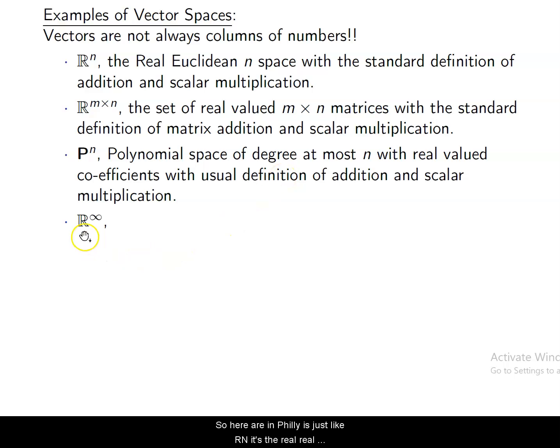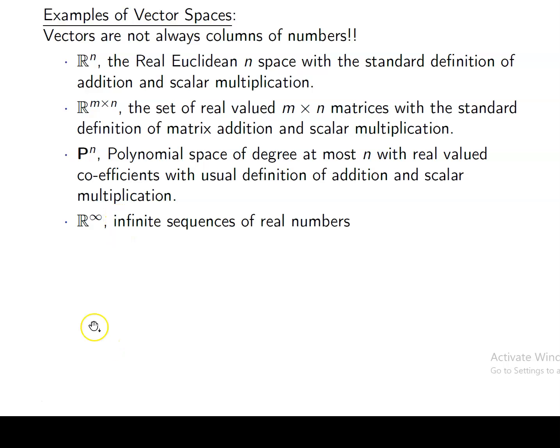Okay. So here R infinity is just like Rn. It's the real Euclidean space. It's just that your vectors have an infinite number of entries. Okay. So infinite sequences of real numbers. Vectors with infinite components. All right.